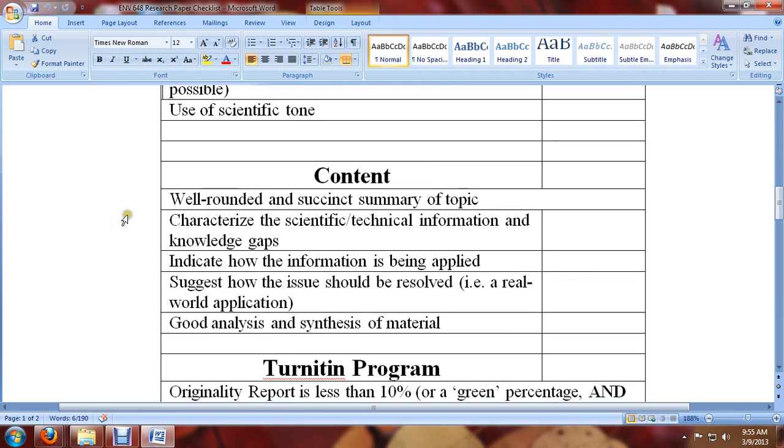For your content, with any content questions that you have, you should ask Dr. Gross because he's the one grading for content. He knows exactly what he wants you to have in your paper. This is just a brief, well-rounded and succinct summary of the topic. Characterize the scientific and technical information and any knowledge gaps, indicate how the information is being applied, suggest how the issue should be resolved in a real-world application, and include a good analysis and synthesis of the material. So all of this should be included in your papers.